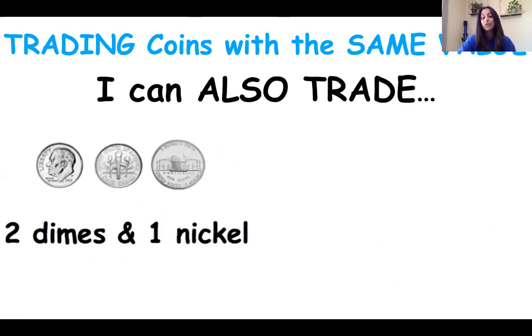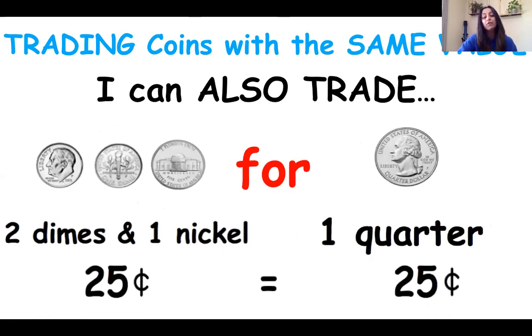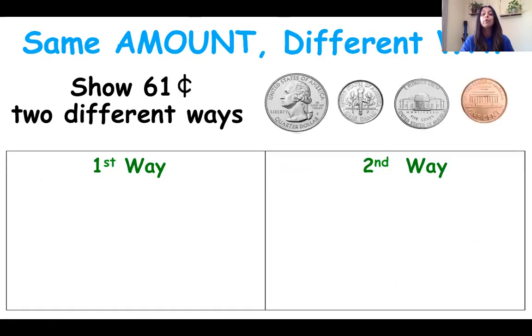And you can also then trade 2 dimes and a nickel for 1 quarter. Because again, it all equals 25 cents. So if you have 2 dimes and a nickel in your pocket and you're like, this is too much money, I want to hold just 1 coin, you can trade it for 1 quarter because it's worth the same amount of money. You could buy the same amount of things because it's the same value. It's the same amount of money. So all these trades we just did are really important to remember when we're trying to show the same amount in different ways. So let me show you an example of what I mean by same amount in a different way.